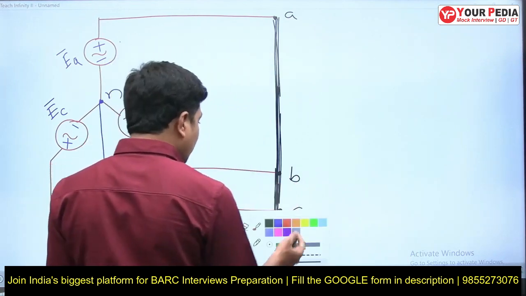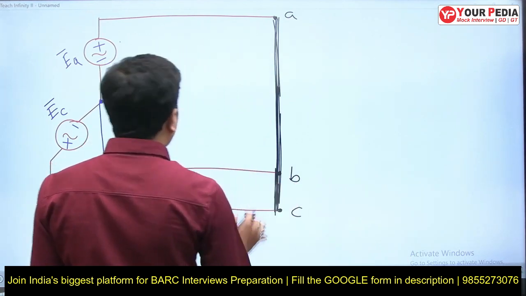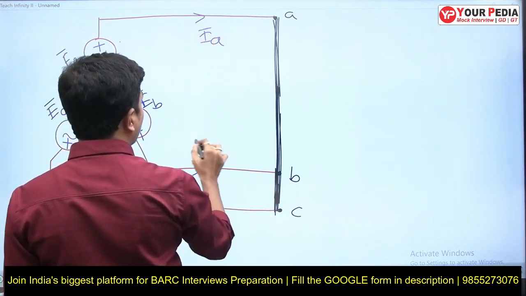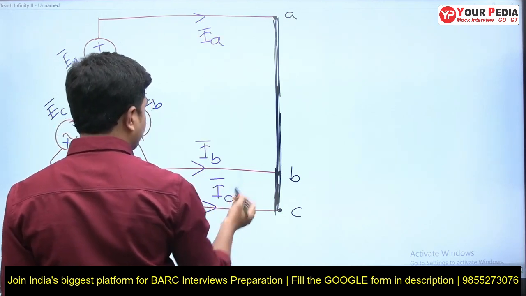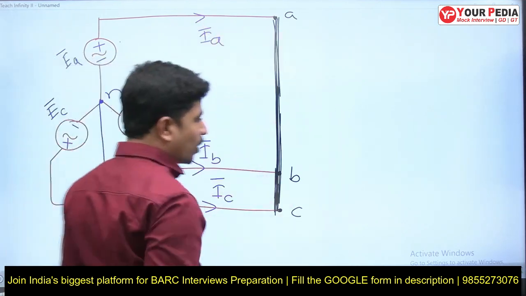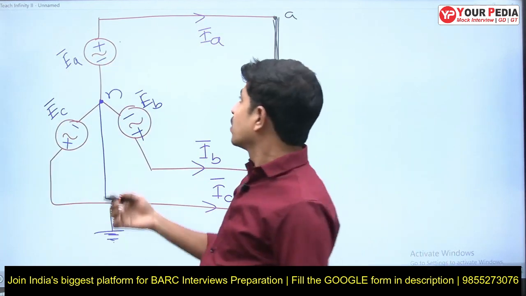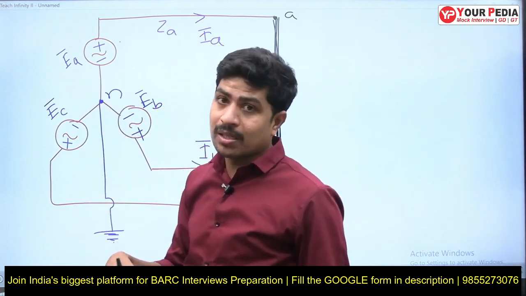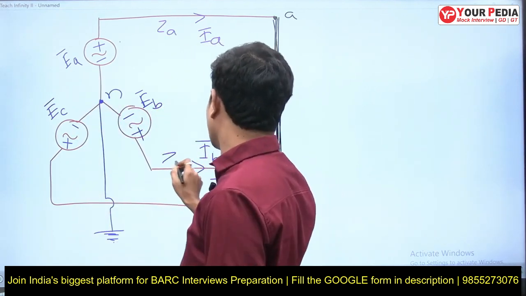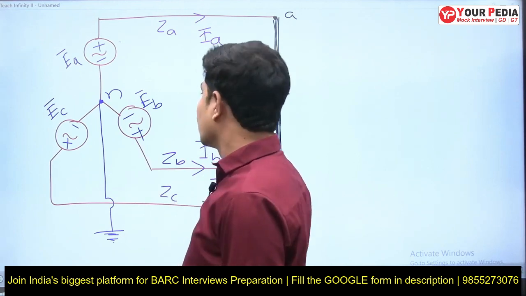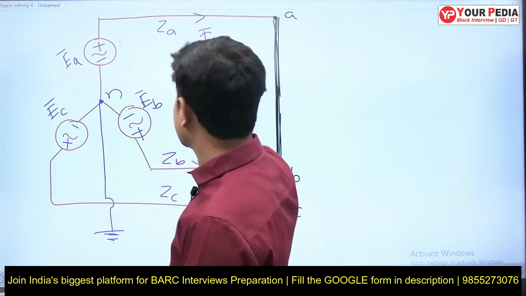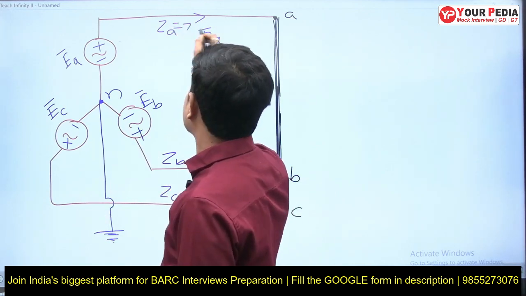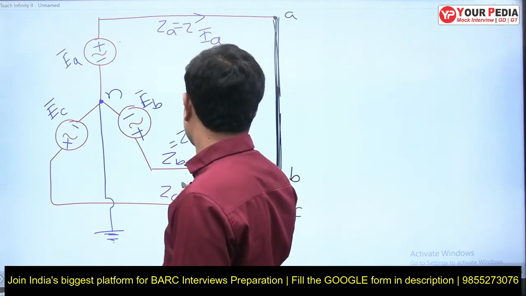Now, what is the fault current? This fault current is IA, from this one IB, from this one IC. Anyhow, every wire is going to have some impedance, ZA. I am not representing it with a symbol, just writing ZA. This is going to have ZB and this is going to have ZC. For the time being, take ZA equal to ZB equal to ZC equal to Z.